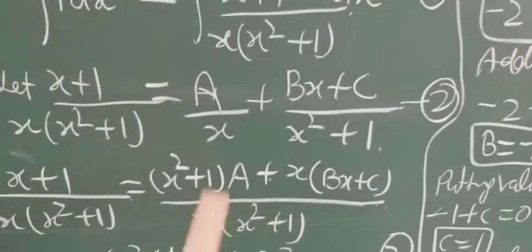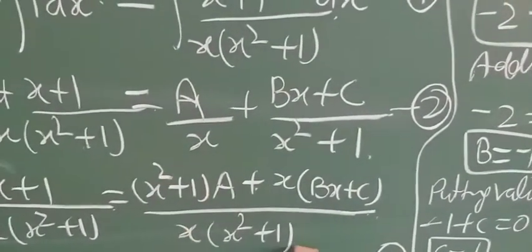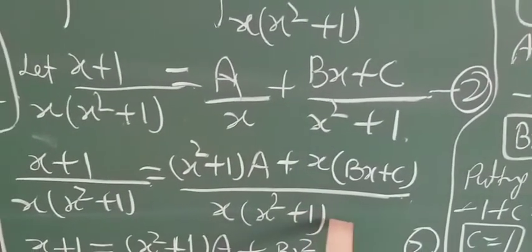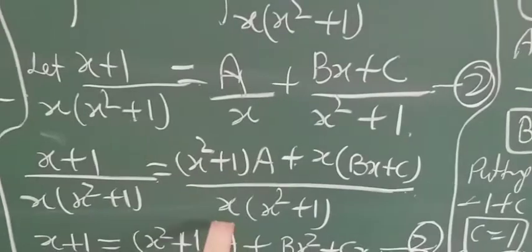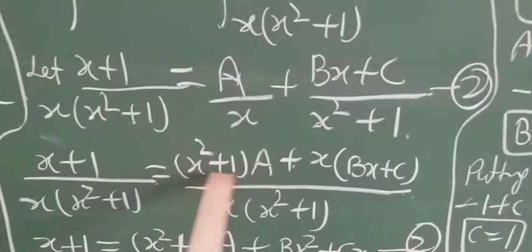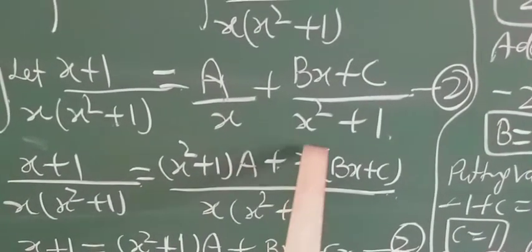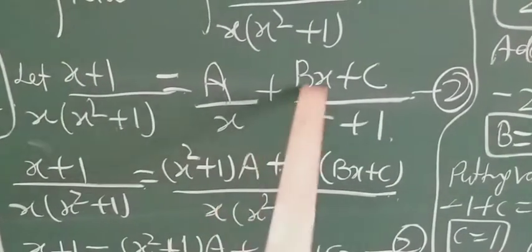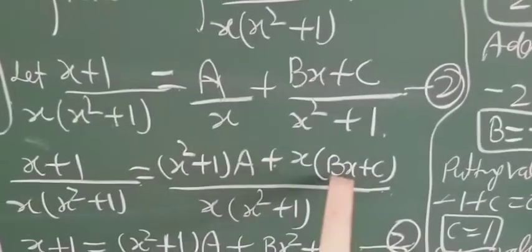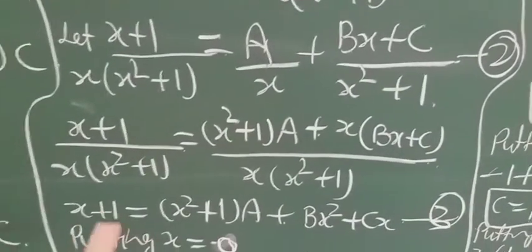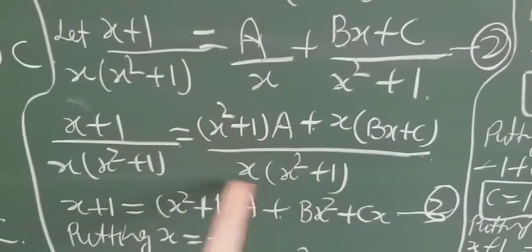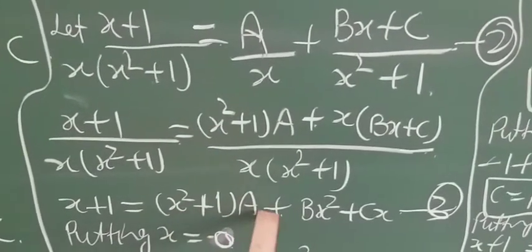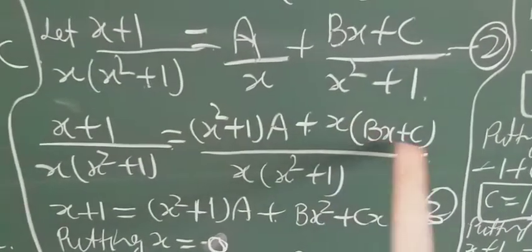Okay. Now students, we can take the LCM to get the values of A, B and C. So x into (x squared plus 1) is the LCM. So x cancels: (x squared plus 1) into A, plus x squared plus 1 cancels, x multiplied by this, so x into (Bx plus C). The denominators are the same, so both will be cancelled. x plus 1 equals (x squared plus 1)A plus Bx squared plus Cx.